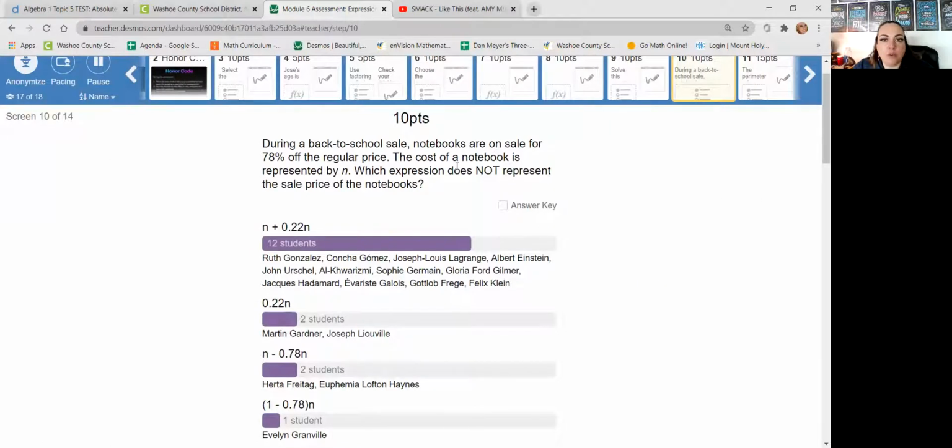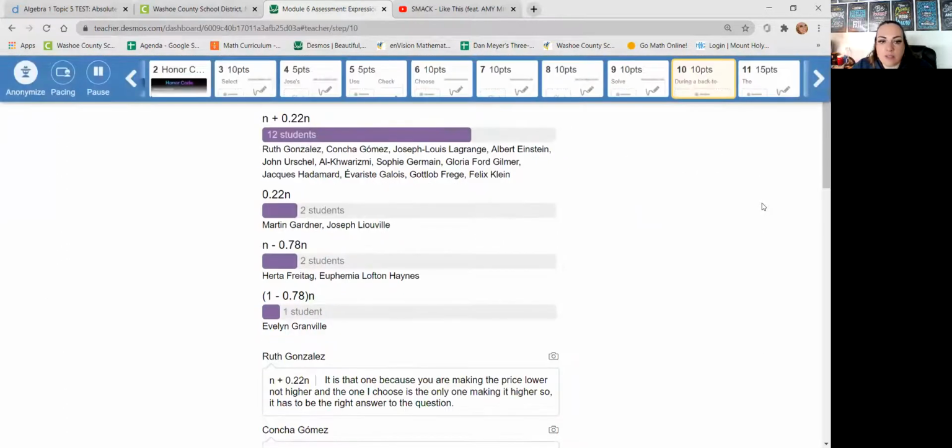This one, there was only one expression that did not represent the sale price. Some people chose a correct expression and said, well, this is the correct one because blah, blah, blah. Didn't ask for the correct one. It asked you for the one that does not represent it. So really paying attention to what the question is asking you will avoid making mistakes and losing points.